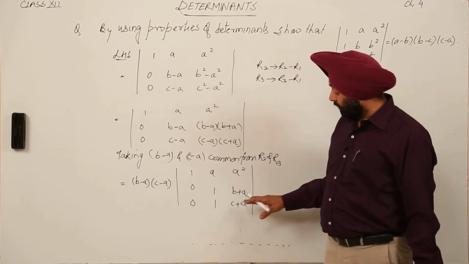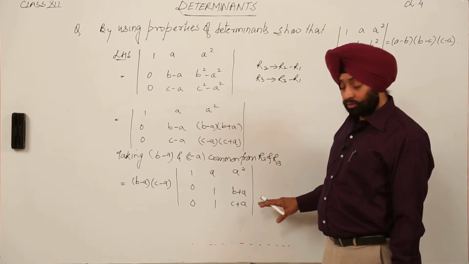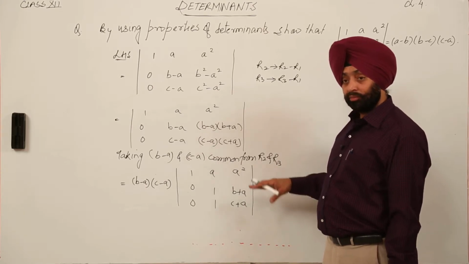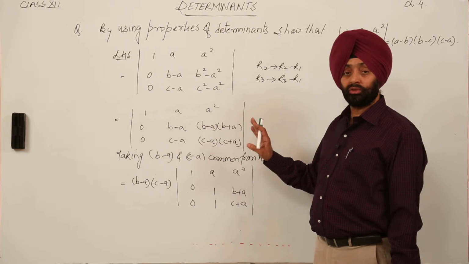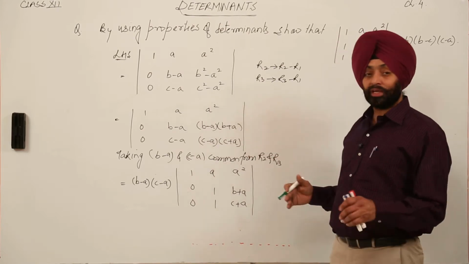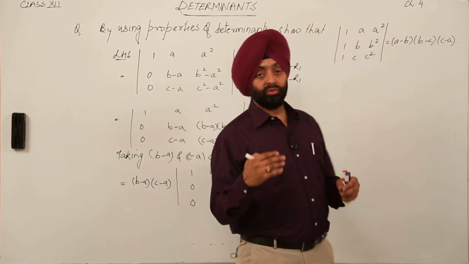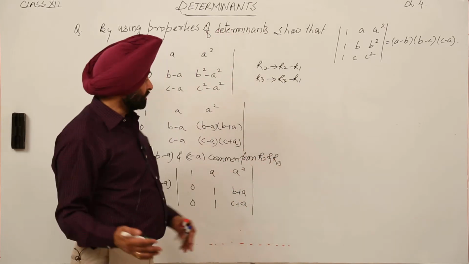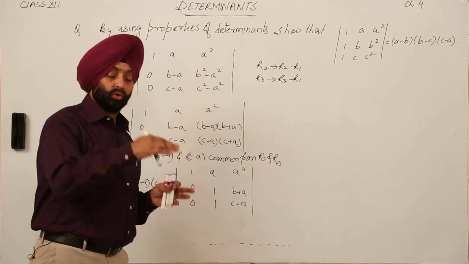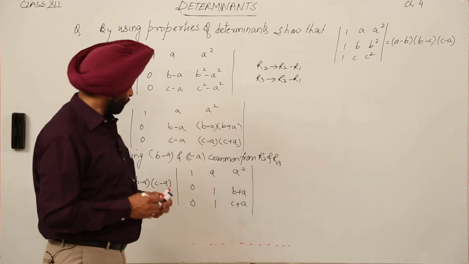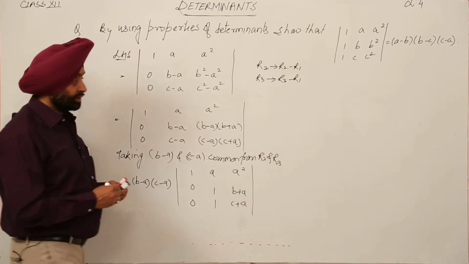You can take it that I am going to apply C3 minus C2, to make one more 0. It's okay, no problem. But sometimes in difficult questions, if you are applying 4 or 5 operations, again you are going towards the question, not solving the question. So now b minus a, c minus a.